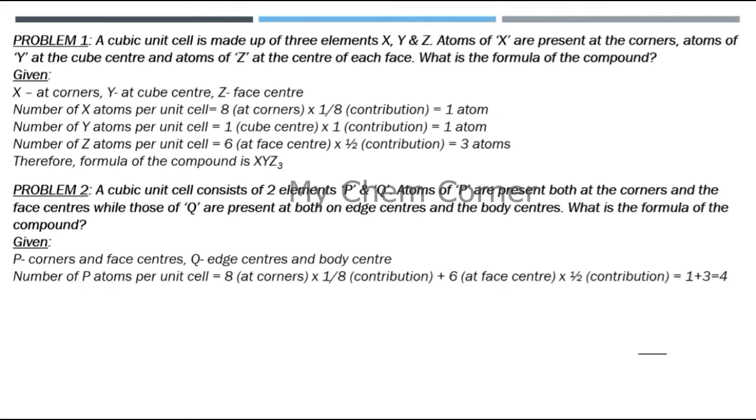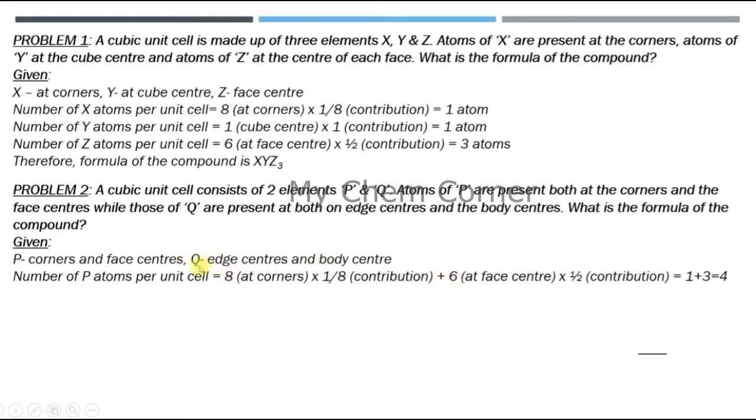Now let's calculate for P. P is present at the corner. Now corners meaning it will be 8 corners and 1/8 contribution. Plus it is also present at the face center. So how many face centers do we have in a cube? 6 face centers. Out of that each atom is shared with 2 cubes. So that's 1/2 contribution. When we add up both you will get 4 atoms of P. So here the first half is for simple cube, the second half is for face center.